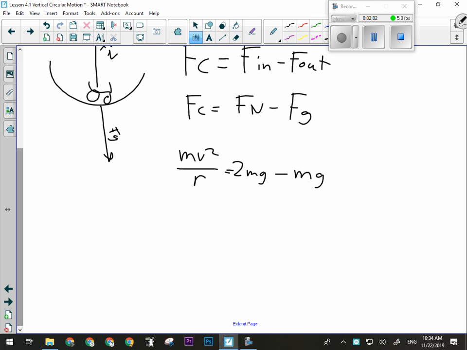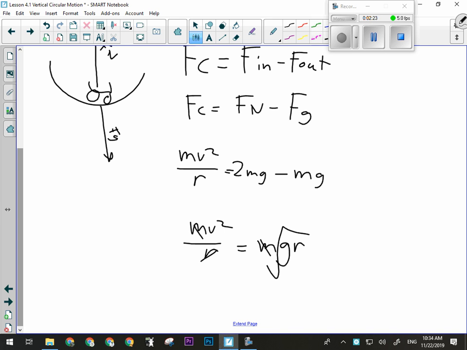Okay, so what we end up with is this: mv squared over r actually equals m times g. And now I can solve for v. So we're going to bring this back over, and then m will cancel, and we'll be square rooting. Look, it's the square root of g r again. I mean, how many times does that happen?